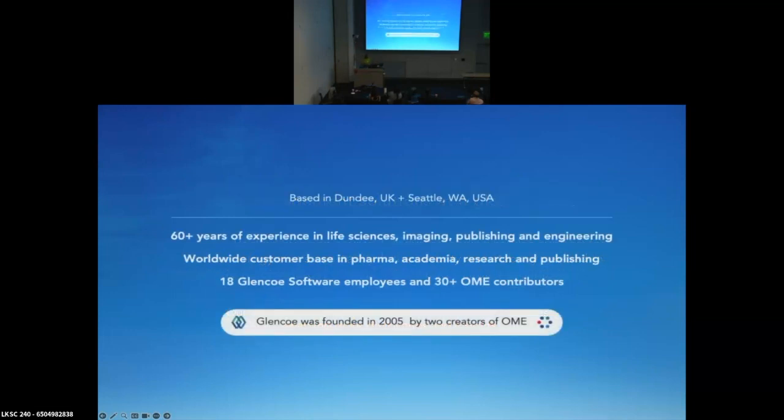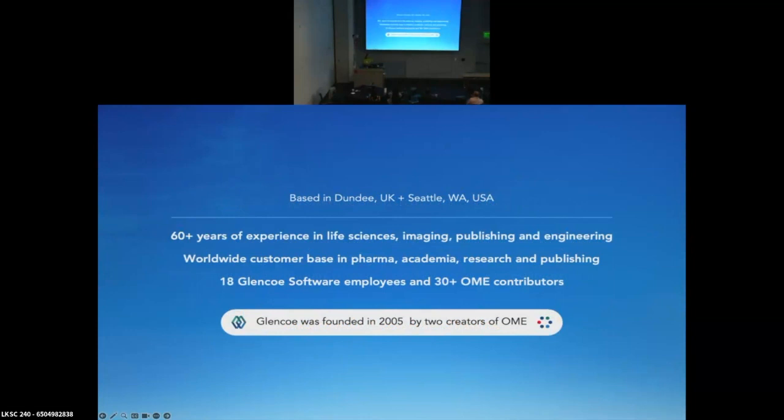So we do have an official basis in the UK and in the US, but our team is fully remote. We've actually been fully remote since we were founded. And I'm based in Boston. I have a colleague, Mark Bruce, who's here with me, who's here in California. And our team is distributed across the US and Europe. Collectively, we have many decades of experience in the life sciences and imaging because we work with a lot of people doing life sciences and imaging.